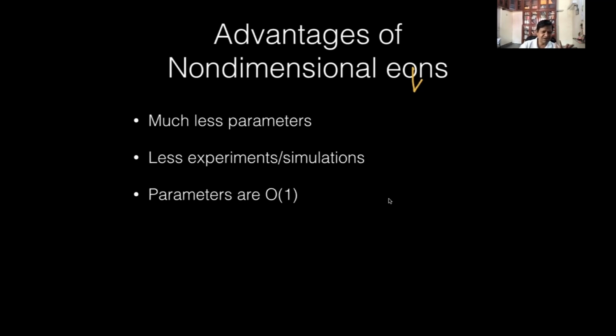Parameters are order 1, like E prime is order 1. Omega by omega naught, maybe not order 1. So this statement is probably not quite true. Sometimes it could be large. Like for oscillator, I may be working with omega by omega naught much greater than 1. Okay. So I should not say that this is always order 1. But in general, order 1. Okay. Energy of the hydrogen atom, non-dimensional energy is order 1.